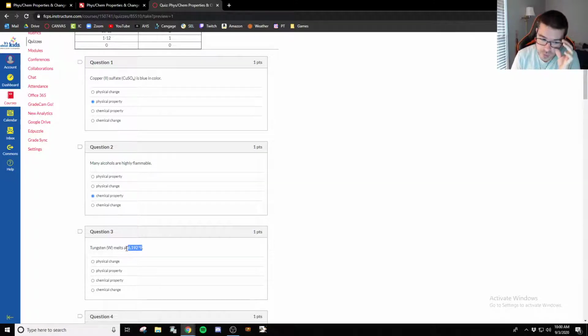Anyways, now this one's really tricky, because this one sounds like both a property and a change. It tells us the melting point, the number, but then it also says that it's melting. It says tungsten melts. So this is why you have multiple attempts on the quiz. If you get one like this wrong, just pick the next best option, and you're probably going to be right. Now, this is definitely a physical thing.